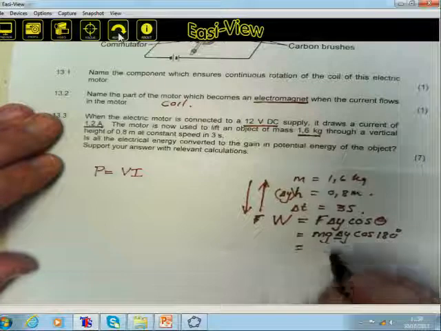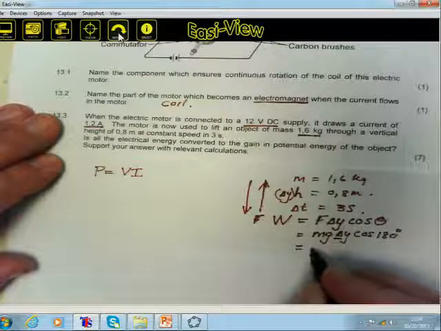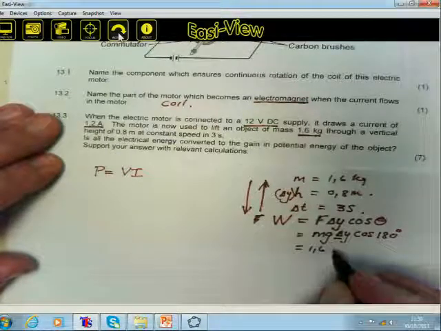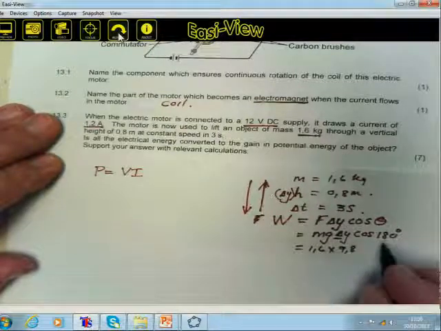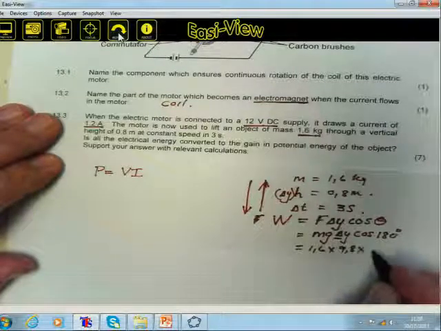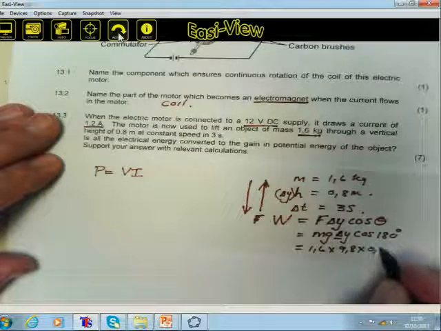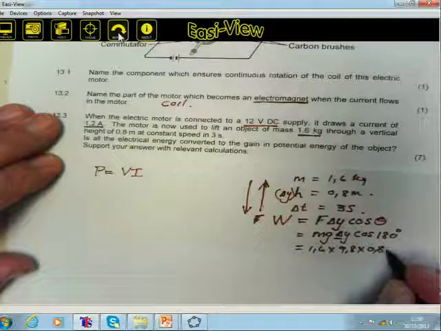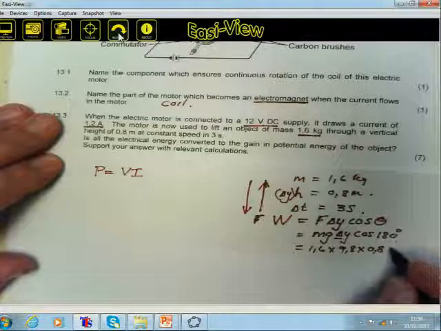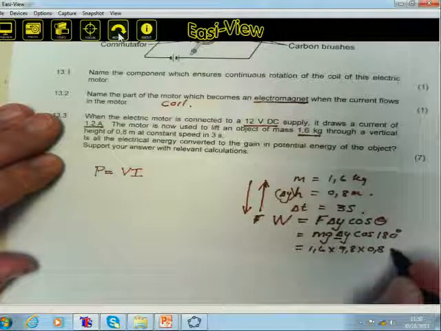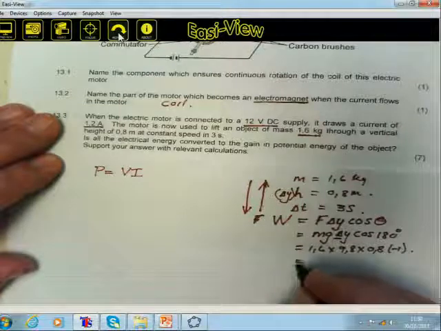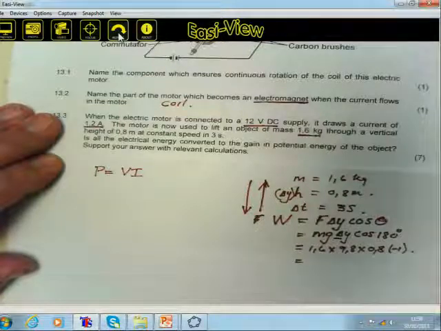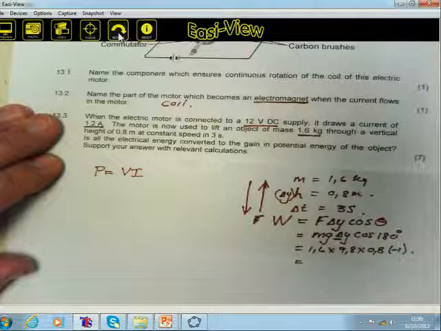So your complete formula, if you substitute everything, will be 1,6 times 9,8 for gravitational acceleration times 0,8 meters times cos 180, and cos 180 will be minus 1. Right, and then you will get an answer.